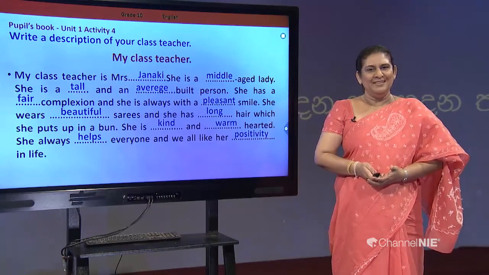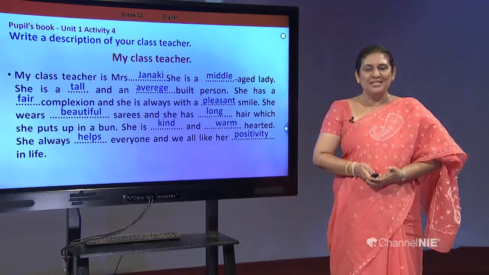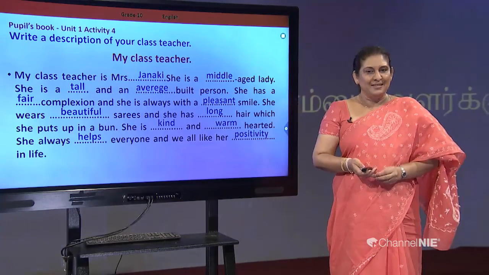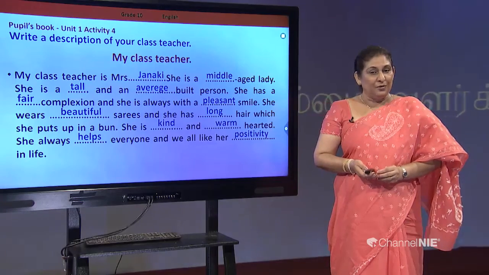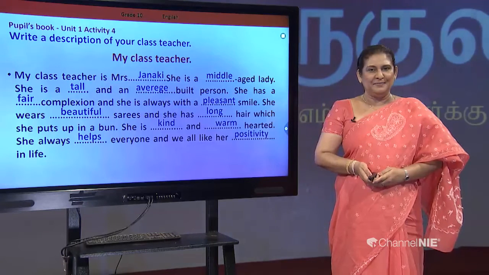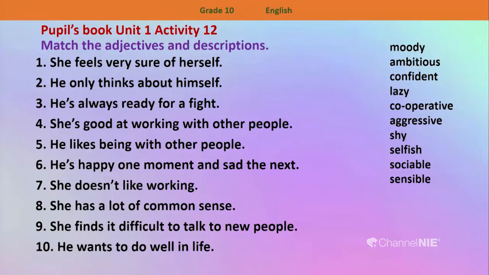Right, children? Now we have learned to write about many people, about yourself, about your sister, about your teacher. Now let us move on to another activity. Right, this is also from your pupils' book, Unit 1, Activity 12. Here some adjectives are given. You have to match these adjectives with the descriptions given.